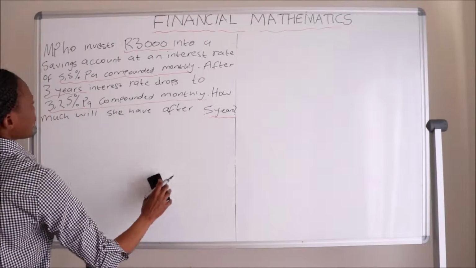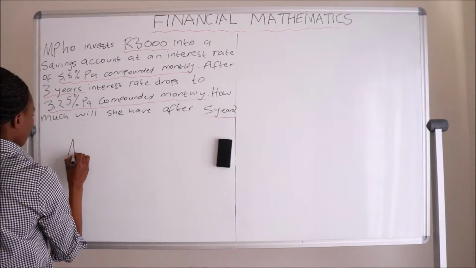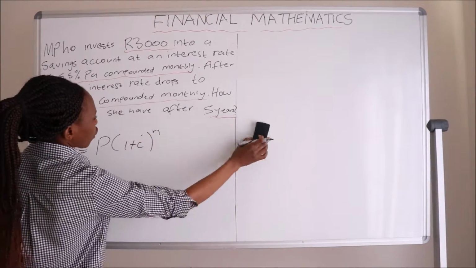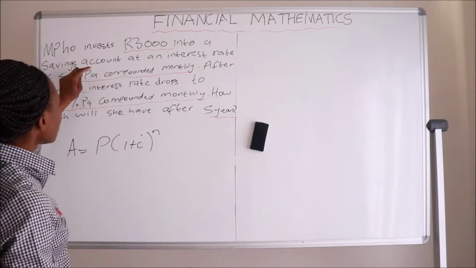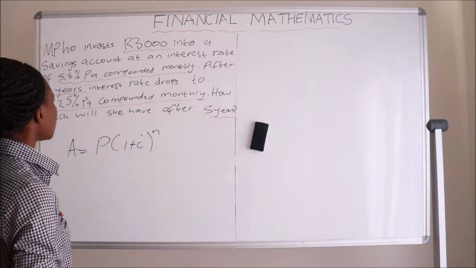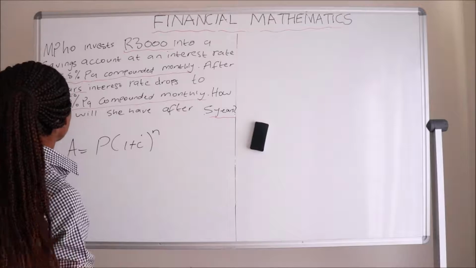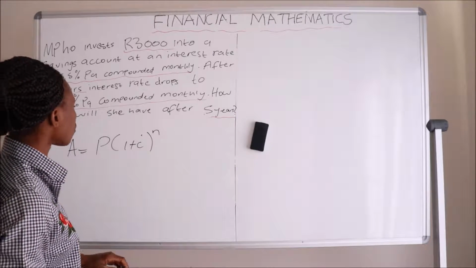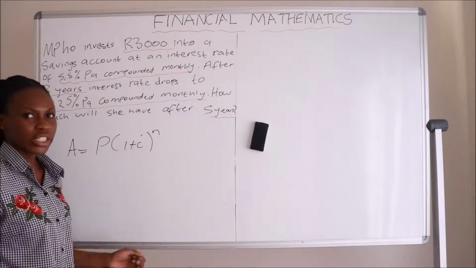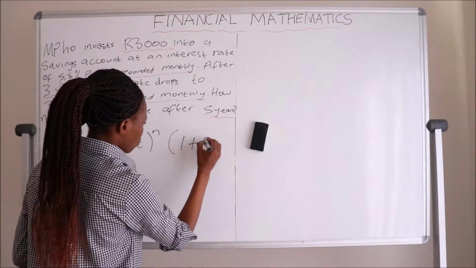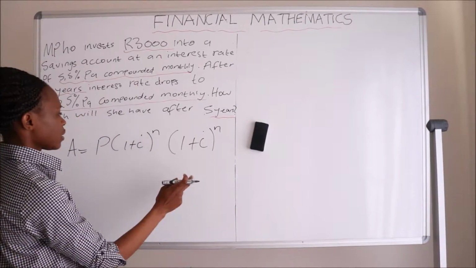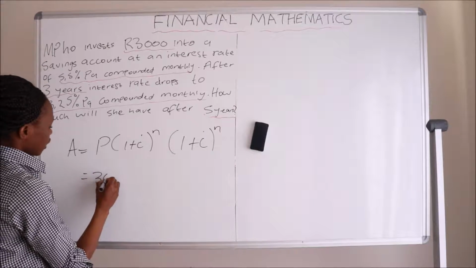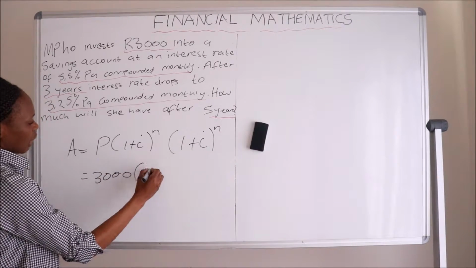So we still use the very same equation, where A is equal to P into 1 plus i to the exponent of n. This time she invested 3,000 into a savings account at an interest rate of 5.5% compounded monthly. And then after 3 years, the interest rate drops to 3.25. So it only changed twice, so we'll have 2 of those. This is one, this is the second one. We don't touch P, which is 3,000 in this case, into 1 plus our i.